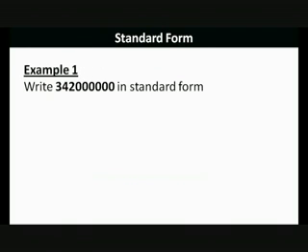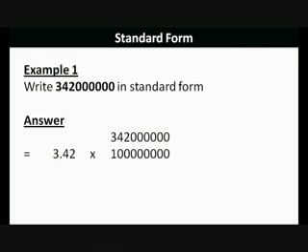So for example, write 342 million in standard form. So starting with 342 million, we can see that it's 3.42 times 100 million. And it's easy to get the right number of zeros as long as you can remember to write numbers in line, like I've done there. And that's equal to 3.42 times 10 to the power of 8, because there are 8 zeros in 100 million. So that's in standard form.